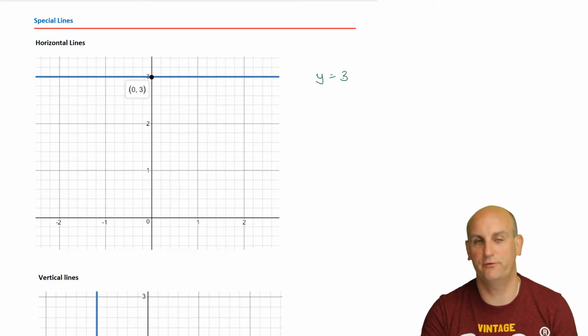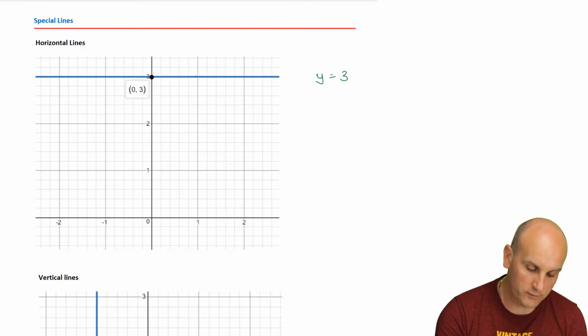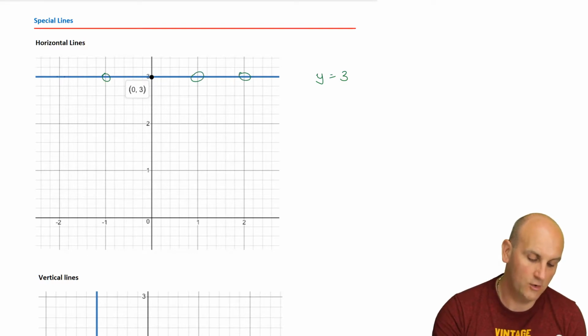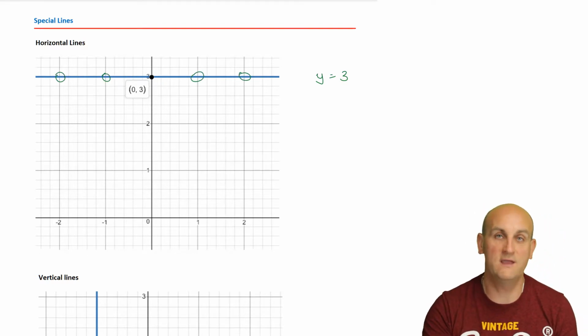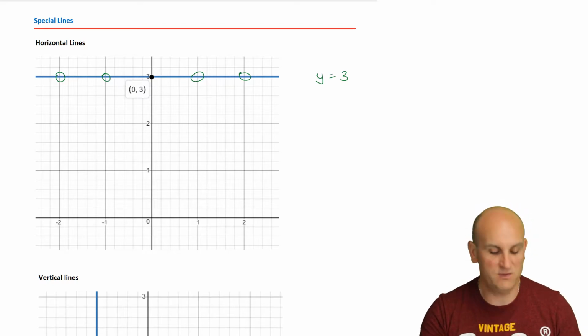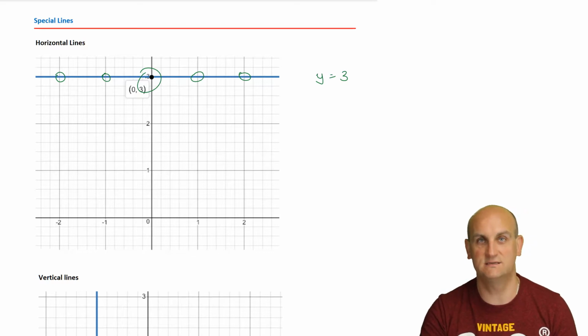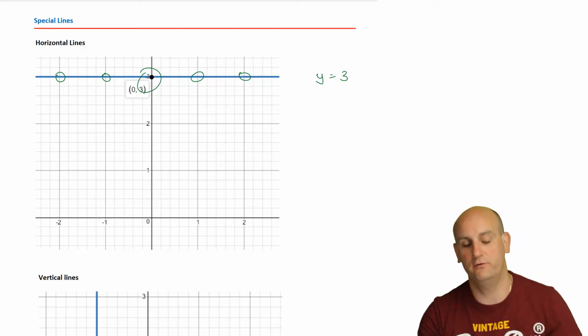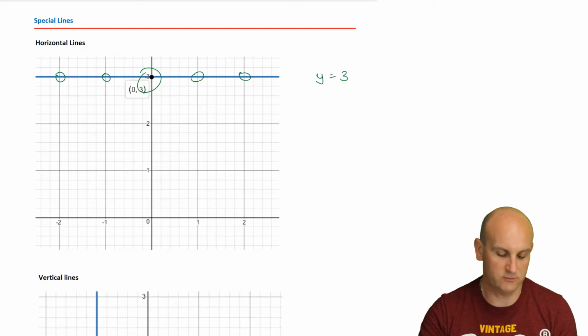Now, the reason it's y equals 3 is because all of the coordinates on this line all share the same thing, and that's that the y value is 3. How do I remember this? Well, it crosses through the 3 value on the y-axis. Yes, so because it's a horizontal line that crosses through the 3 on the y-axis, it's y equals 3.